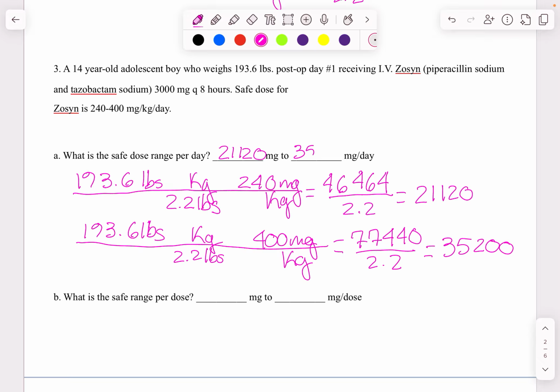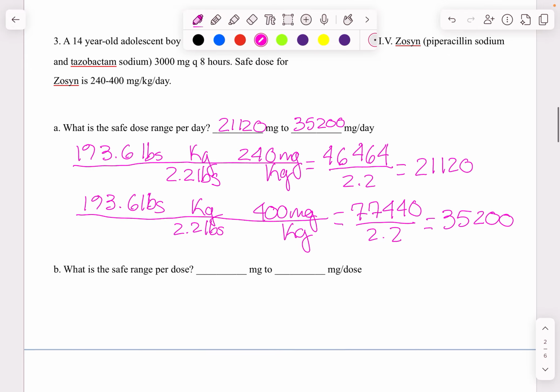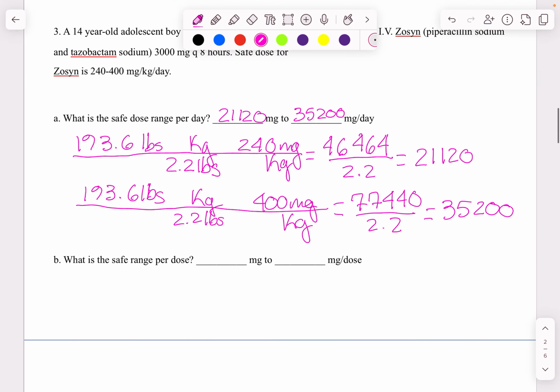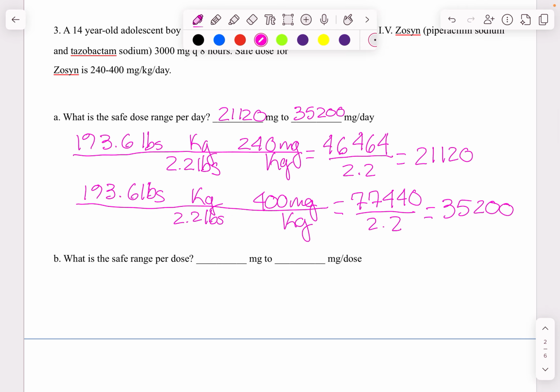So we'll just plug that in right there. And that is our answer for the safe dose range per day. Now per dose. So we know if we're giving it every 8 hours, 24 divided by 8 is 3. So we will just take those that we had, the 21,120 and divide that by 3 to give us the 740.